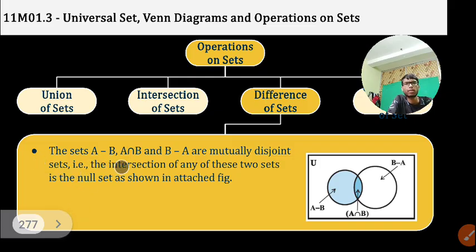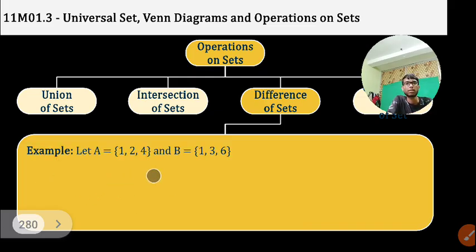The sets A minus B, A intersection B and B minus A are mutually disjoint sets. The intersection of any two of these sets is the null set, as shown. Example, let's understand with this: in this set we have 1, 2, 4 and here 1, 3, 5 or 1, 3, 6. Here we have only one common element, which is the intersection.